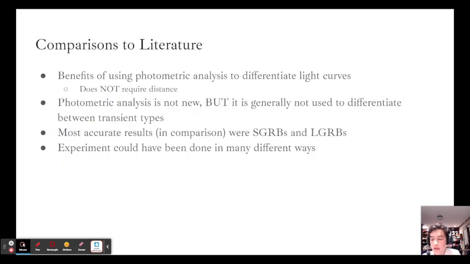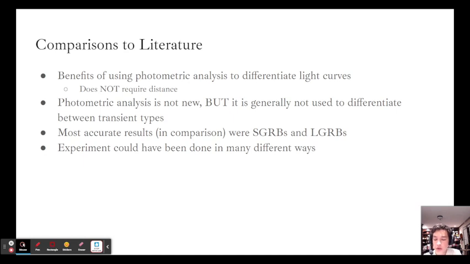And comparisons to literature. This experiment has been done before, but many use double or triple power laws, so ours is much simpler. We have a benefit of using photometric analysis to differentiate light curves, which does not require distance. It's not new, but it is generally not used to differentiate between transient types, and spectroscopic analysis is more commonly used, especially with the Swift X-ray telescope, but then again, that is very expensive technology that is very limited.